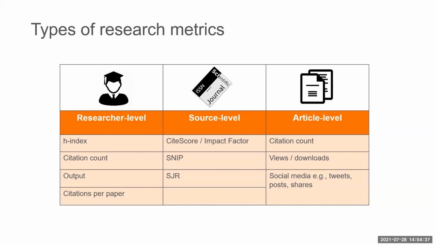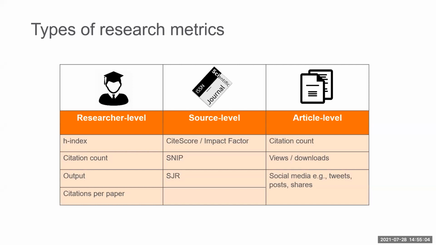On the source level, so looking at journals, a different set of metrics is used. Here we find CiteScore, which is used in Scopus. We have impact factor, which is also very well known, and I'll go into more detail as we go along. And then also normalized journal metrics like source normalized impact per paper, and the SCImago Journal Rank. I'll go into more detail on those.